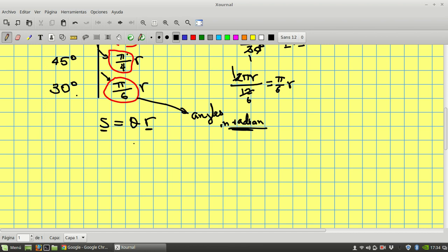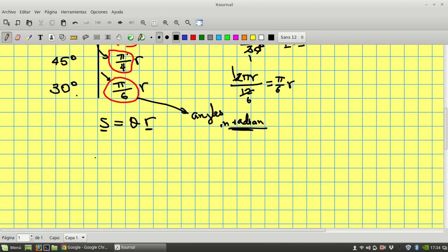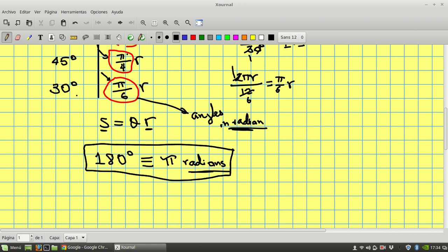Now let's see how to get the unit rate or the conversion to degrees. As we can see here, when we have 360, the unit in radians is 2 pi, and 180, the unit in radians is pi. So it means that 180 degrees is the same as pi radians. Okay? And this is the unit conversion between degrees and radians. Any angle could be converted using this unit rate.